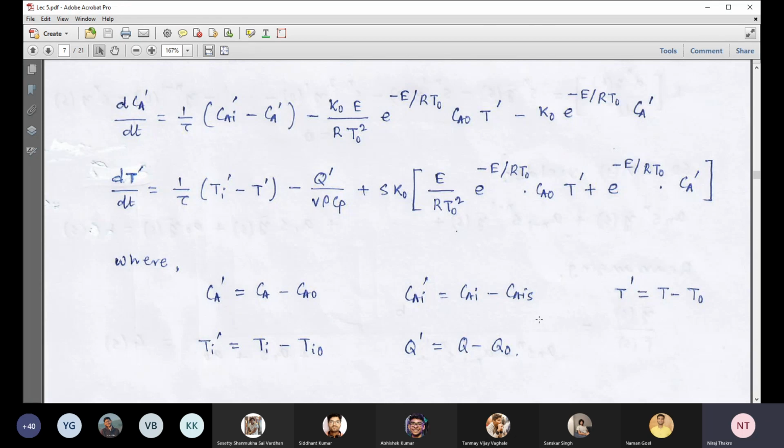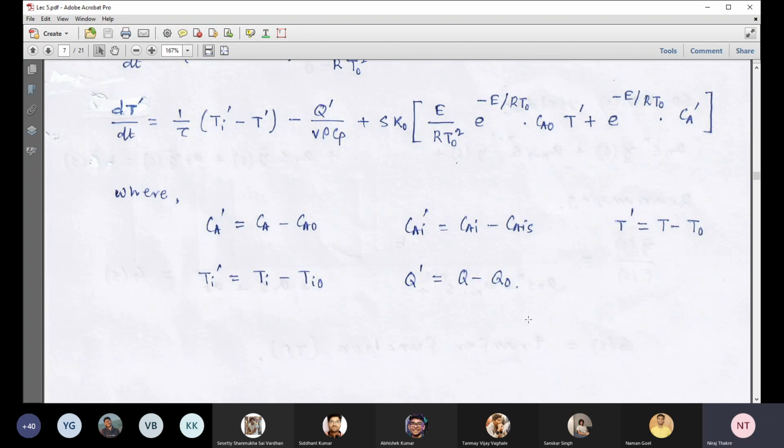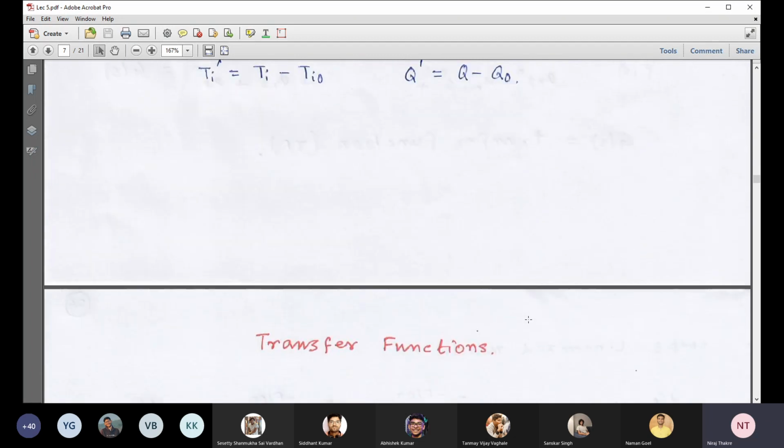Nowadays we have efficient, elegant numerical tools available to solve nonlinear algebraic equations and nonlinear differential equations. For all of them, numerical methods, even many software packages, are available. Anyway, now our next topic is transfer functions.